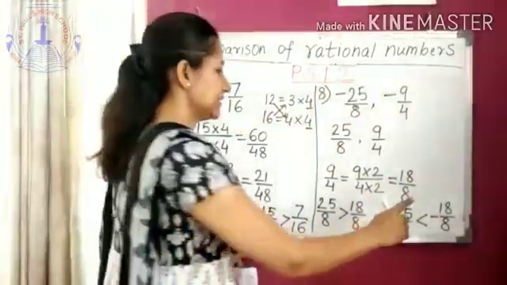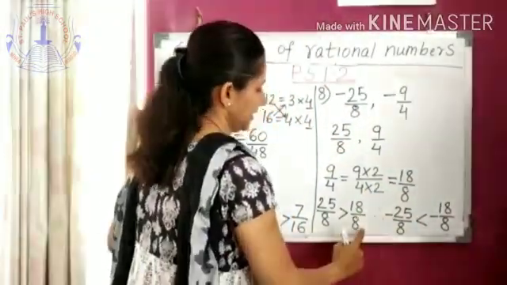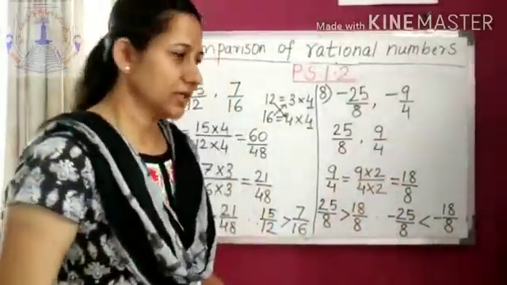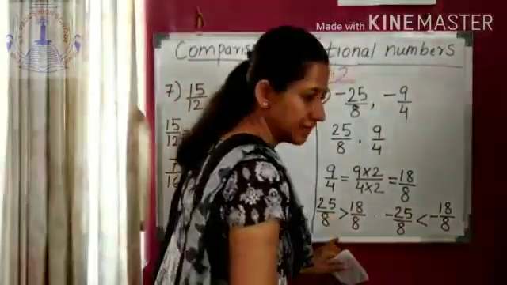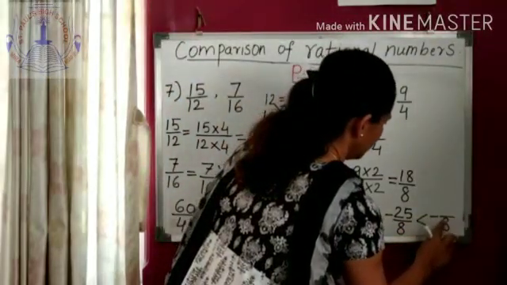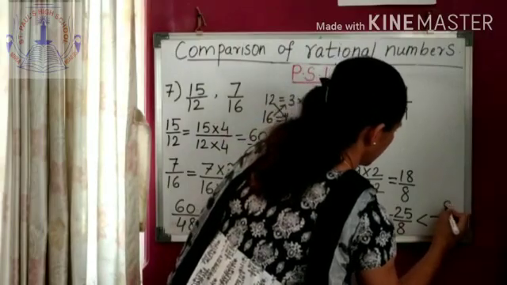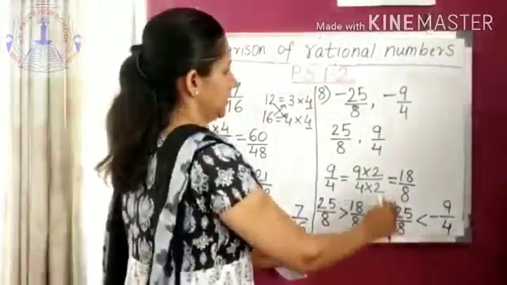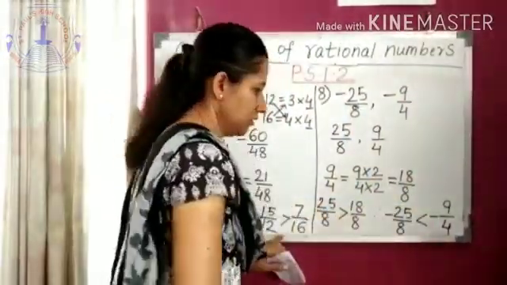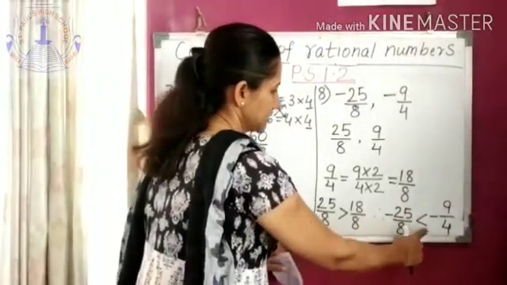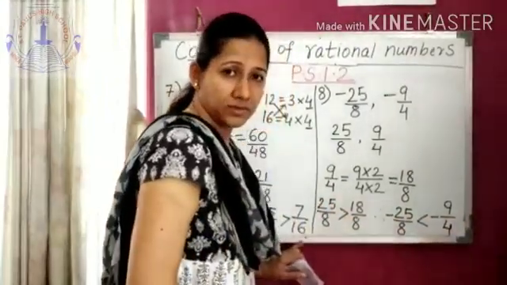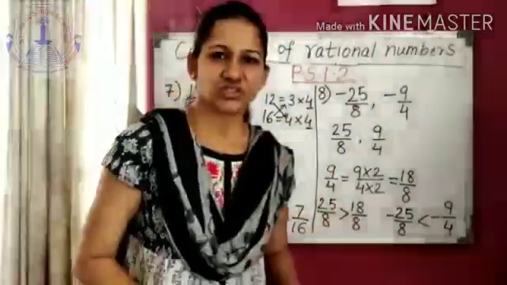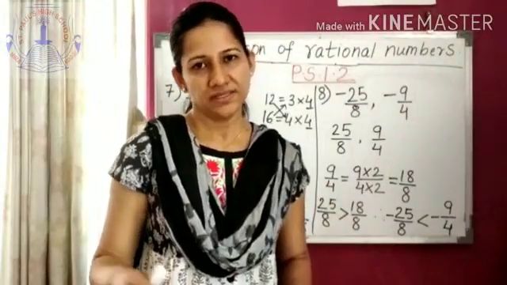Clear? But this negative 18 upon 8 will again be equal to negative 9 upon 4. So here I will be writing, instead of negative 18 upon 8, negative 9 upon 4. So here is the answer, right? We have compared these fractions. Negative 25 upon 8 is less than negative 9 upon 4. I hope you understood all the steps for comparing the rational numbers. Now let's proceed with the next two.